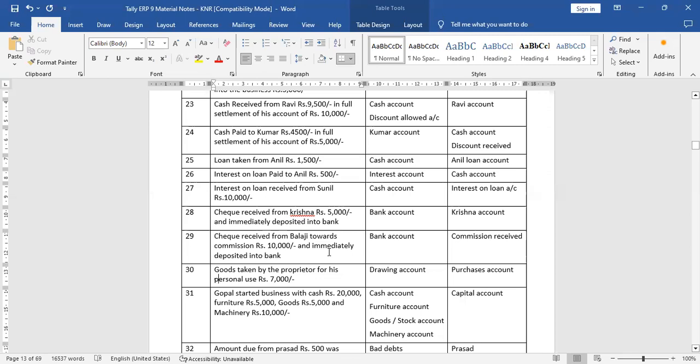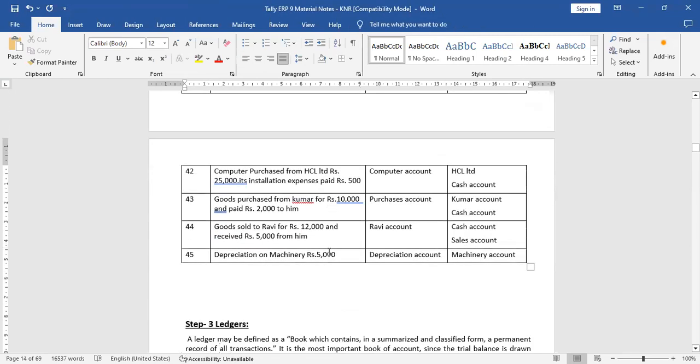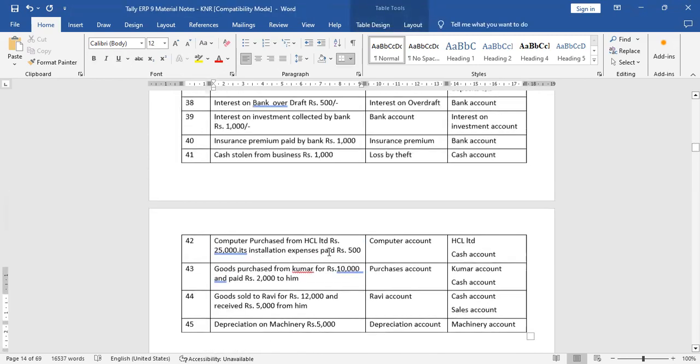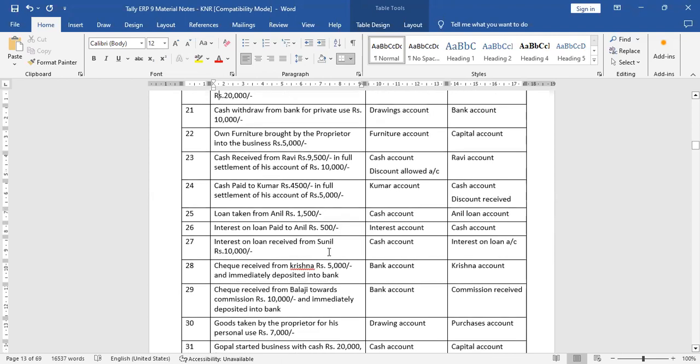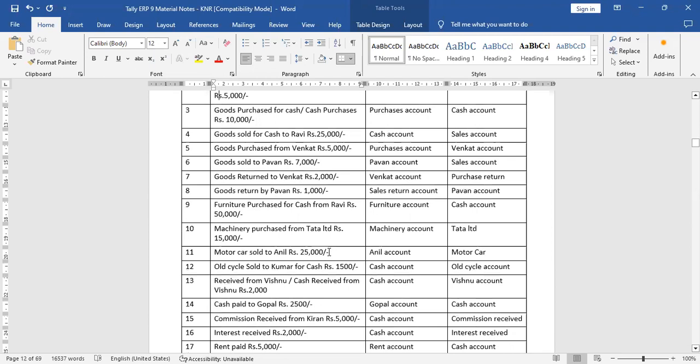So total 30 points completed, almost 40 to 50 points. After that, I will move to Tally. So these basics are important. Once this is completed, maximum one more day, I will finish all the basics. After that, I will start the Tally related concepts.